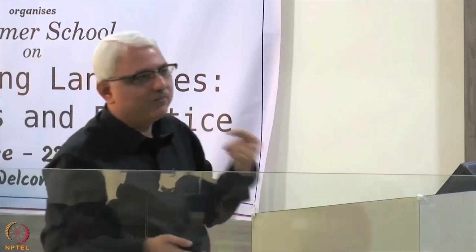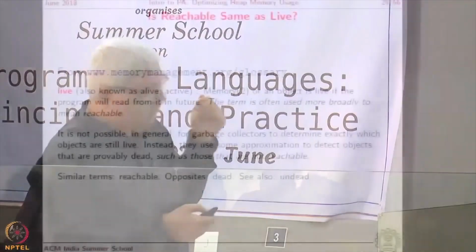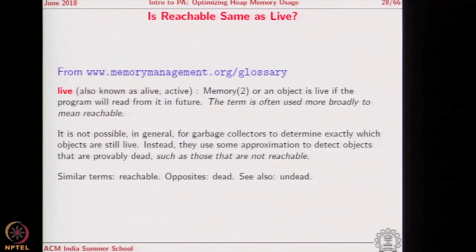So, we have to be able to make this distinction between the memory that has been created and the memory that is being used. So, we call them reachable versus live, and if you look at the standard glossary of terms, they say an object is live if the program will read from it in future. The term is often used more broadly to mean reachable, and it is not possible in general for garbage collectors to determine exactly which objects are still live. Instead, they use some approximation to detect objects that are provably dead, such as those that are not reachable.